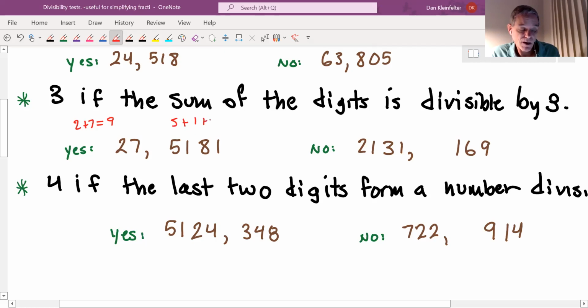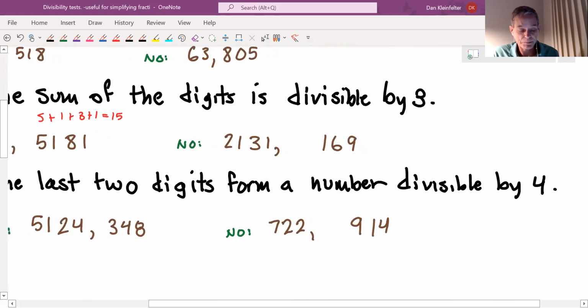5,181: 5 plus 1 plus 8 plus 1. Okay, that's 15. Is 15 divisible by 3? Yes, 15 is divisible by 3, so this number is divisible by 3.